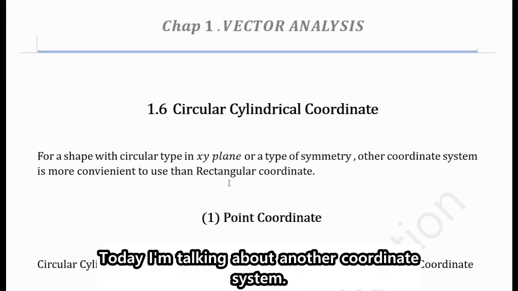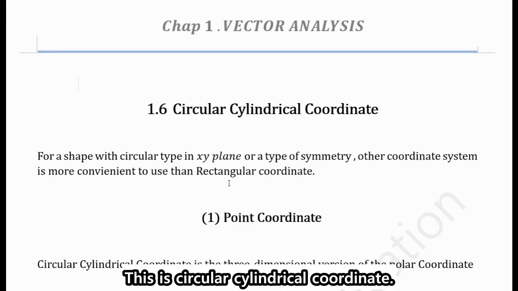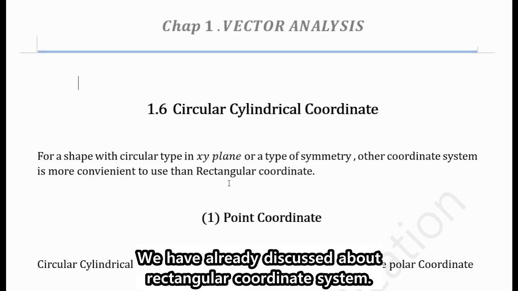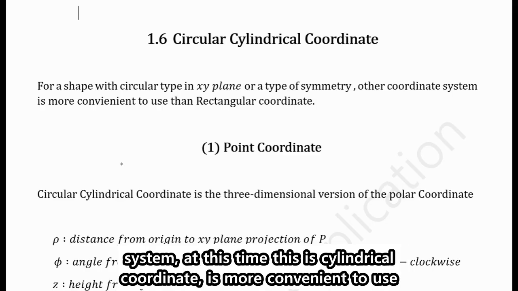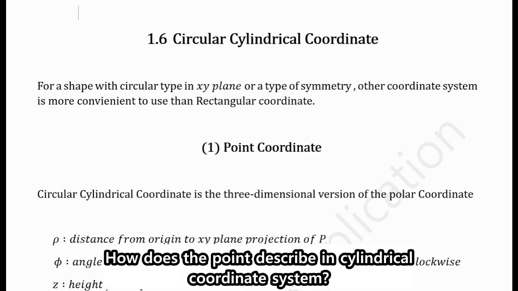Today I'm talking about another coordinate system. This is the circular cylindrical coordinate system. We have already discussed the rectangular coordinate system. For shapes with circular type in the xy plane or a type of symmetry, another coordinate system, the cylindrical coordinate system, is more convenient to use than rectangular coordinates.